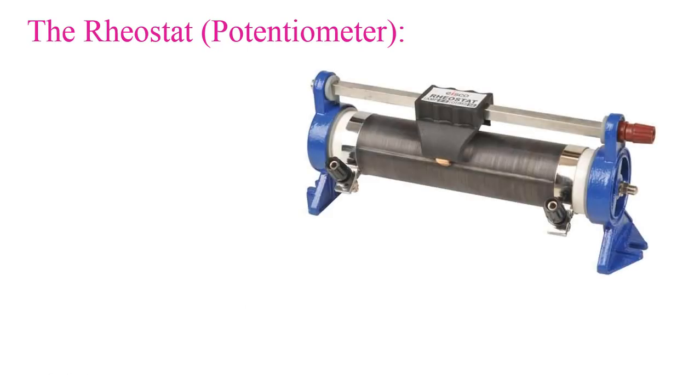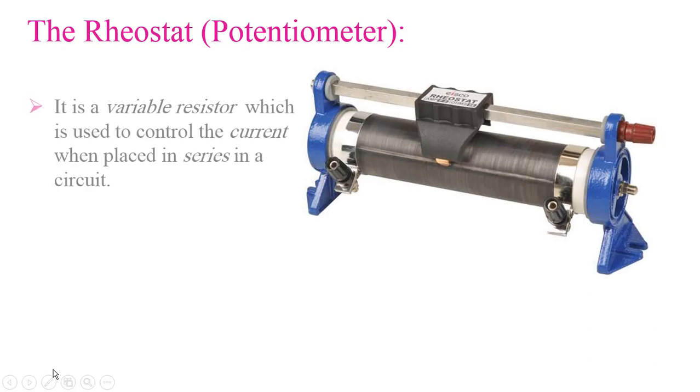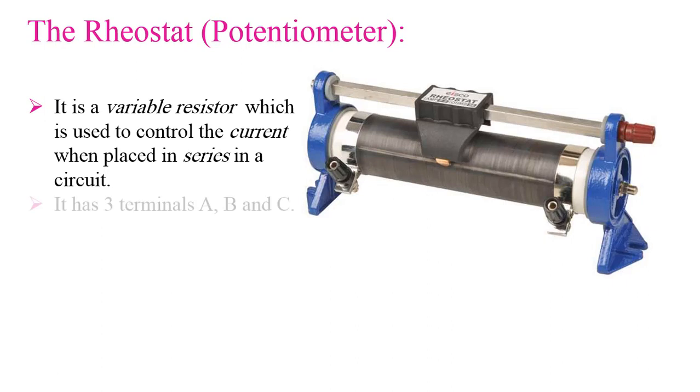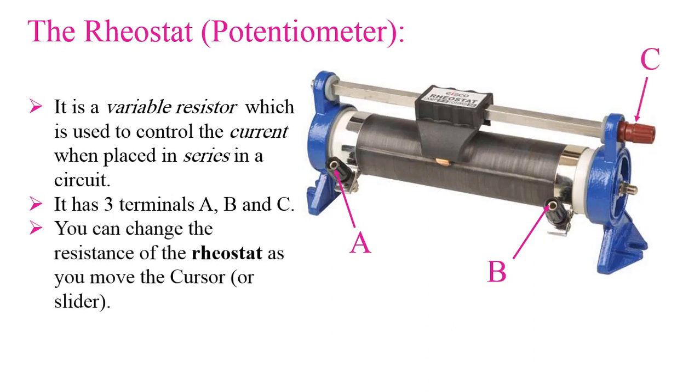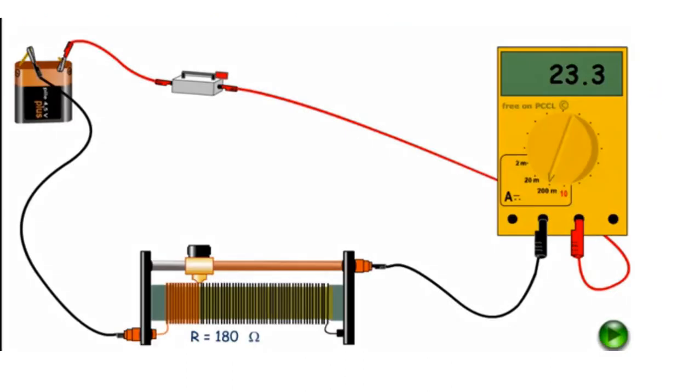The rheostat or potentiometer is a variable resistor. It is used to control the current when placed in series in a circuit. The rheostat has 3 terminals, A, B, and C. To change the resistance in a rheostat, you move the cursor, then the resistance changes, and consequently the current.